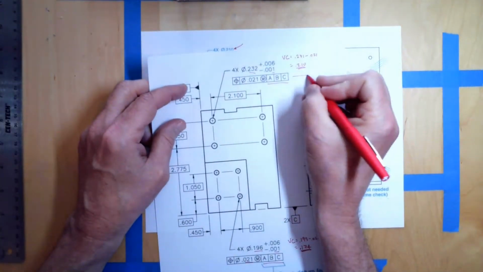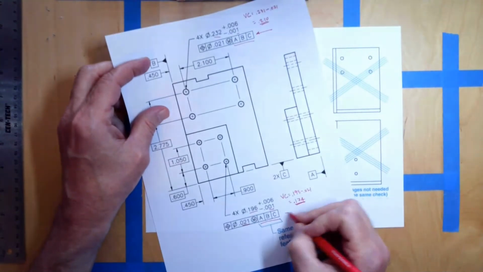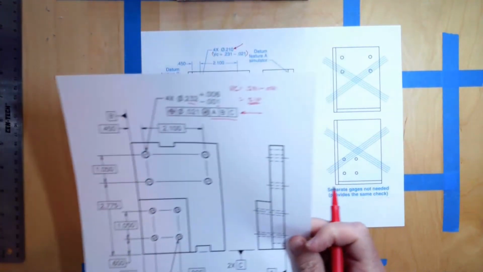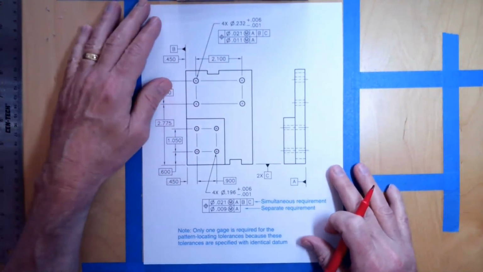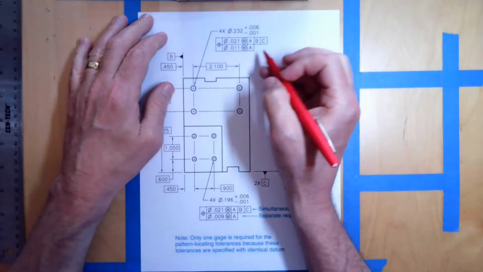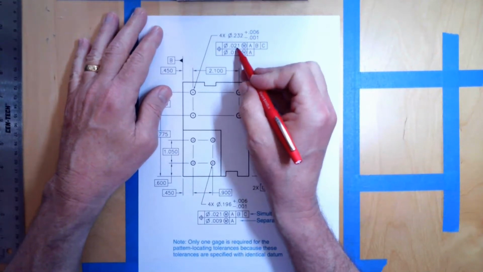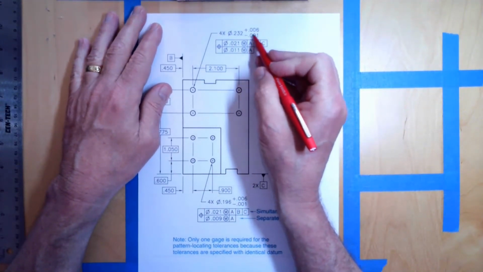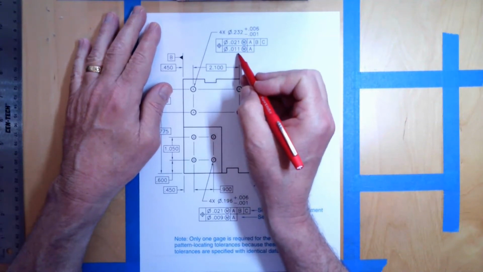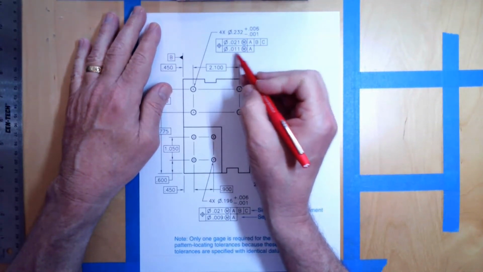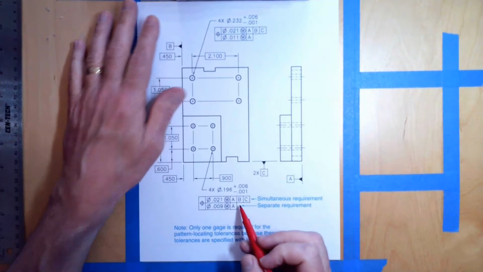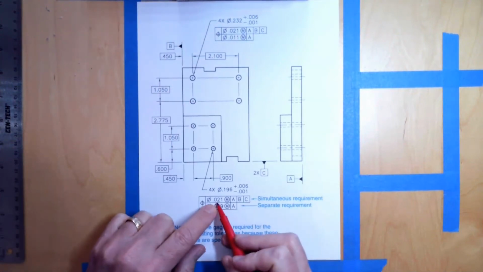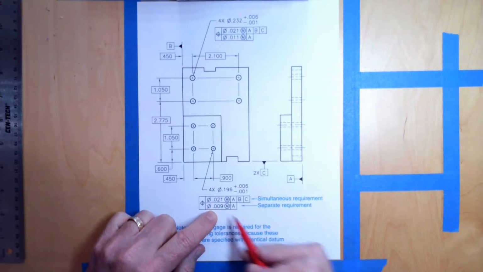Now that is for a single segment positional tolerance. Now, what if we have a composite positional tolerance? Okay, so let's look at this example now. We have composite positional tolerance, .021, same .021, .232 holes. But now we have a bottom segment, 0.011 diameter at MMC relative to A.